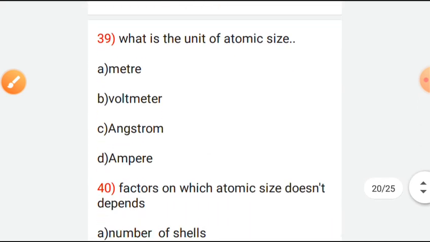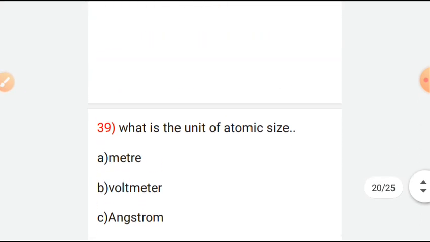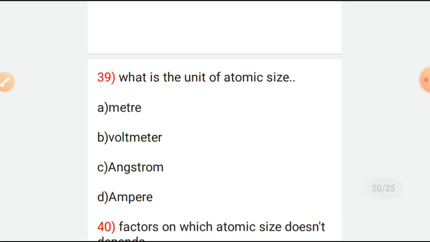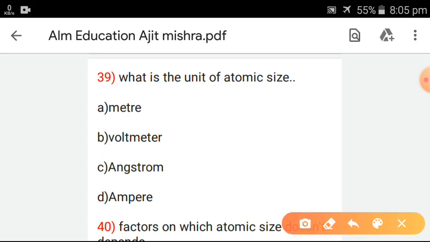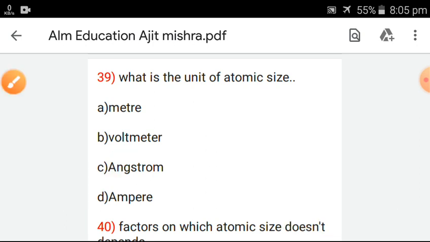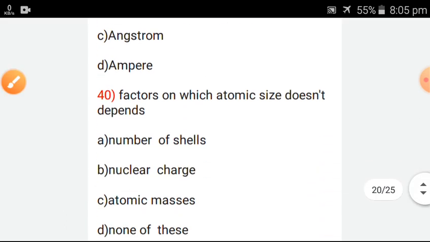Next question. What is the unit of atomic size? Option A, meter. Option B, voltmeter. Option C, angstrom. Or option D, ampere. Choose the correct answer. The answer will be option C, angstrom. Angstrom is the unit of atomic size. 1 angstrom is equal to 10 to the power minus 10 meter.